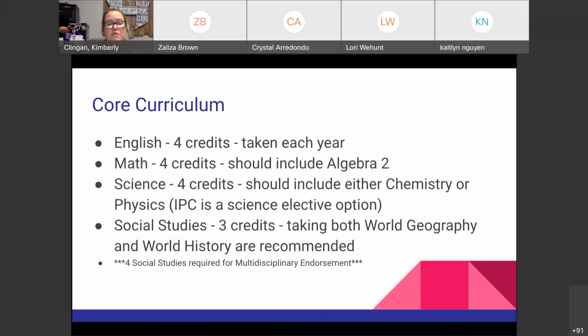4 social studies credits are required for the multidisciplinary endorsement, and that is the graduation plan that the majority of our students end up graduating on. They'll come in planning on doing STEM or arts and humanities or other things, but as we all know, life happens and plans change. Multidisciplinary is a graduation plan that every university is familiar with, in-state, out-of-state, everywhere. So the multidisciplinary endorsement covers anything that your student would like to study in preparation for college.